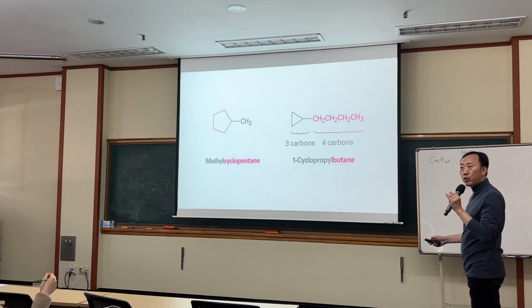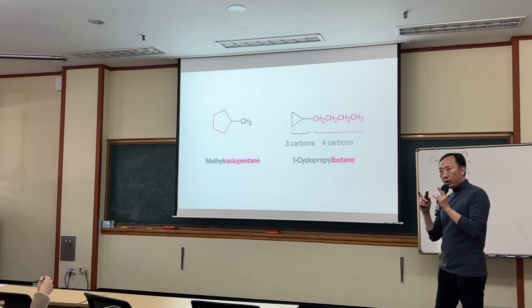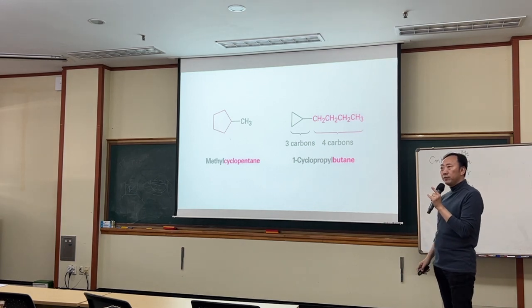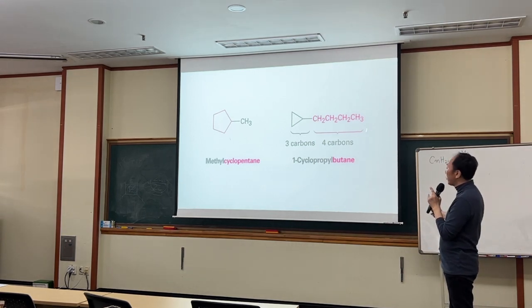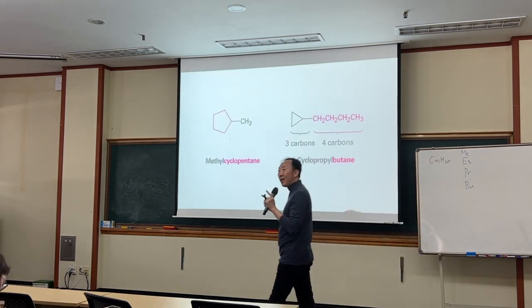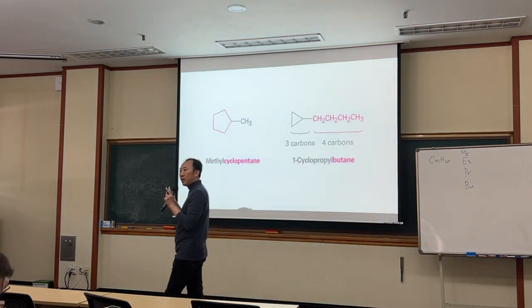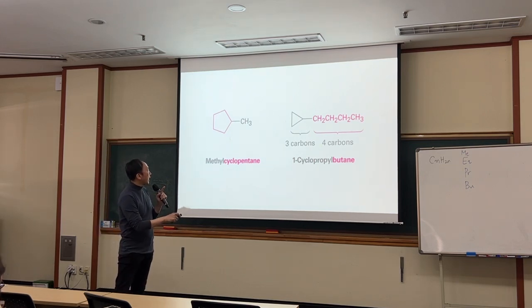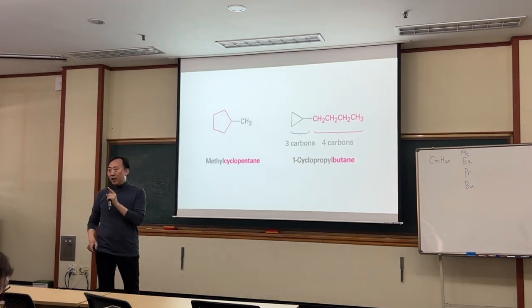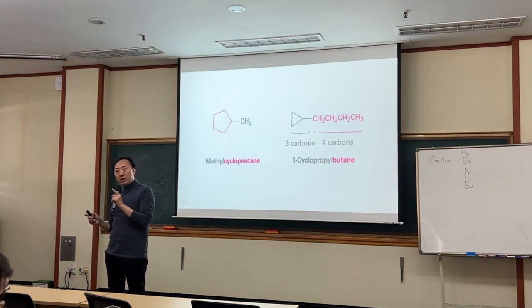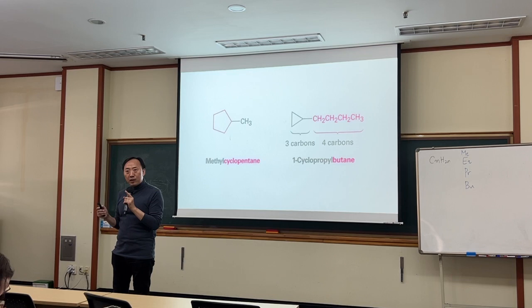Then which one you should choose? Longer one. Here this is a 4 carbon, this is 3 carbon. Then you take longer one as the mother structure. In this case, this is the butyl cyclopropane. But if it's a 3, then propyl cyclopropane. Then what do you think? Which one goes higher priority?